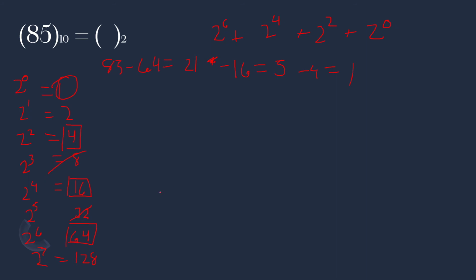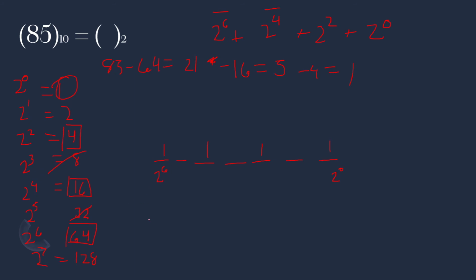So there's 7 places. 1, 2, 3, 4, 5, 6, and 7. 2 to the 0 all the way to 2 to the 6. So 2 to the 6 has 1, right? 2 to the 4 has 1. 2 to the 2 has 1. And 2 to the 0 has 1.